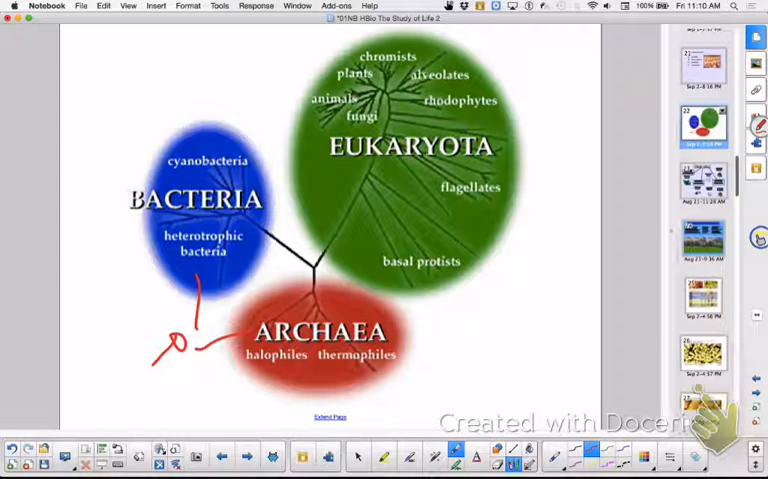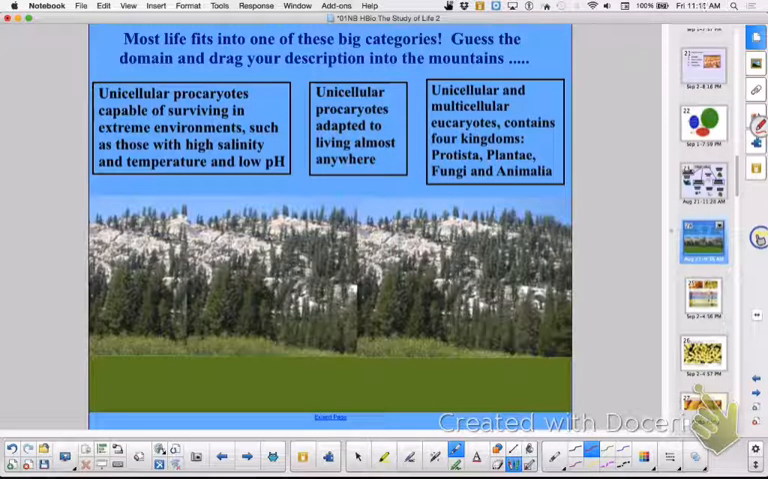Okay, so let's practice this. I know this might be small, so you can't read it, but see if you know the answer. Unicellular prokaryotes, unicellular, so they are definitely not multicellular, unicellular prokaryotes, capable of surviving in extreme environments, such as those with high salinity and temperature and low pH. What would that be?